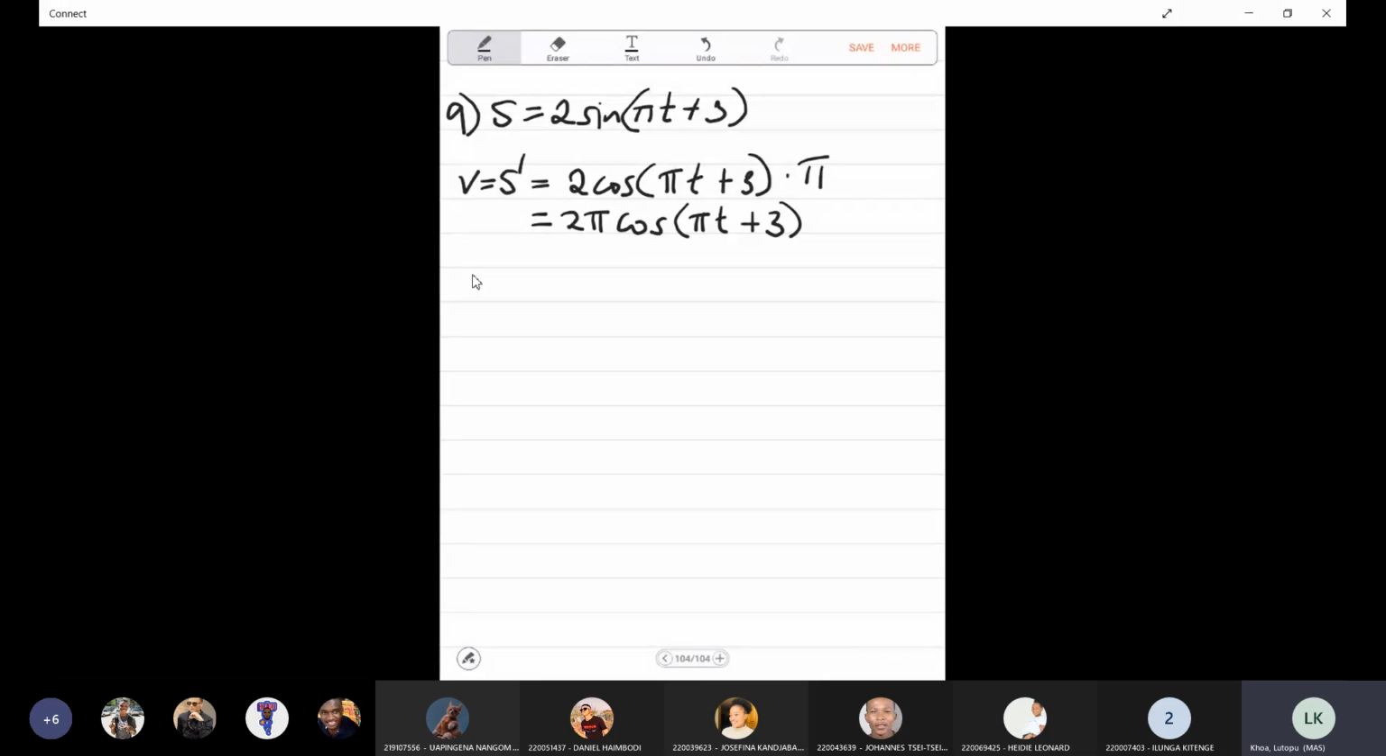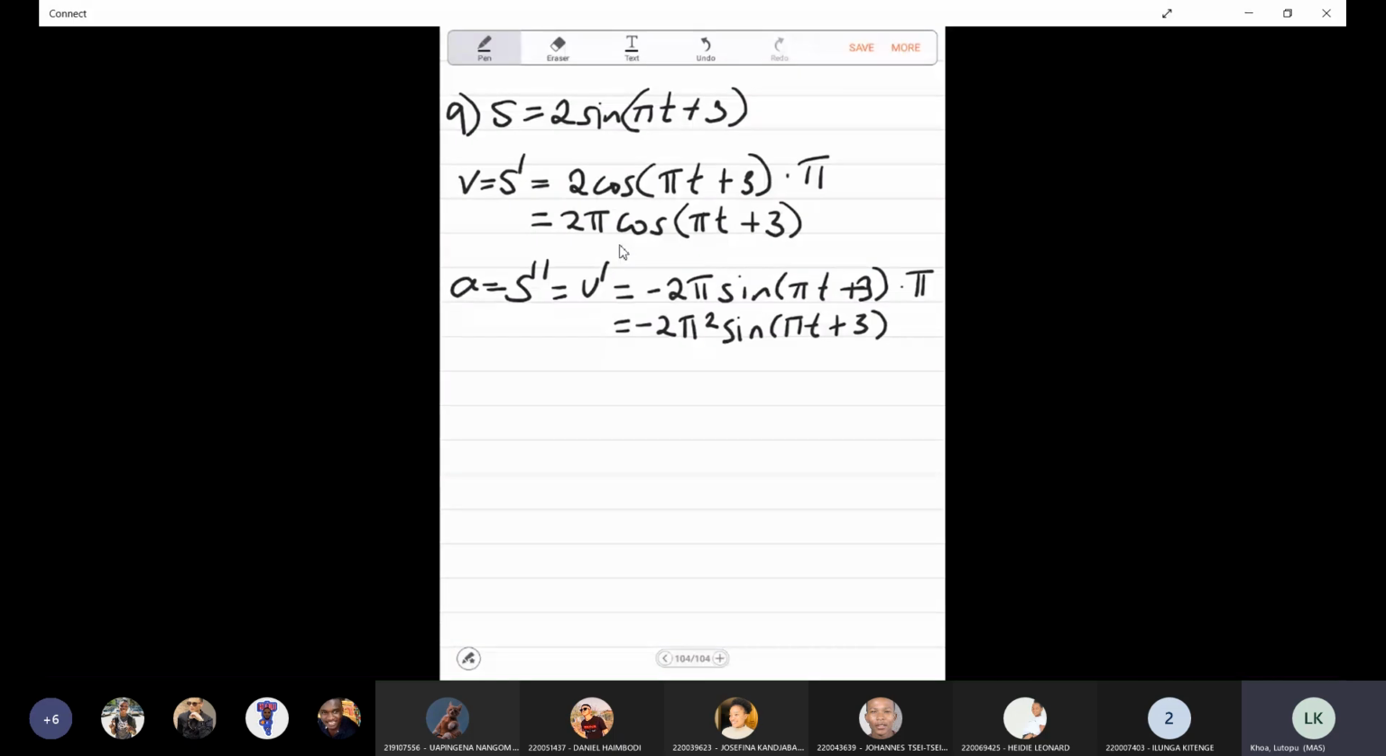Okay, and we can also work out the acceleration. This is S double prime or just V prime. So we differentiate this formula. So this is negative 2 pi because the derivative of course is minus sine of pi t plus 3, and then we multiply by the derivative of the inside, which is pi. So this is negative 2 pi squared sine of pi t plus 3. Okay, so now we have our velocity and acceleration formulas.